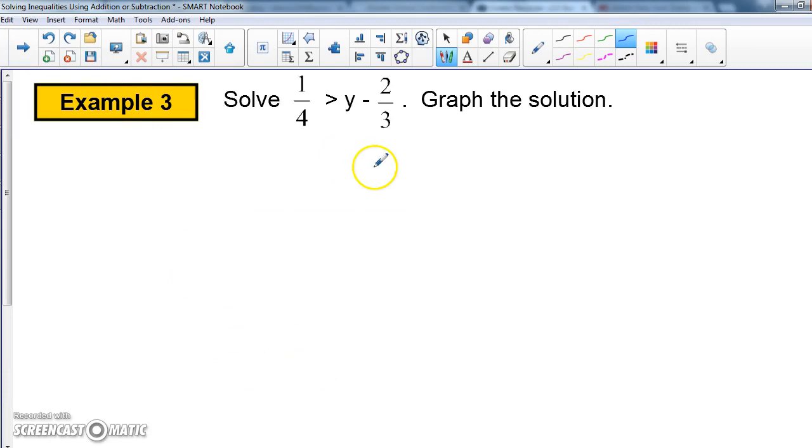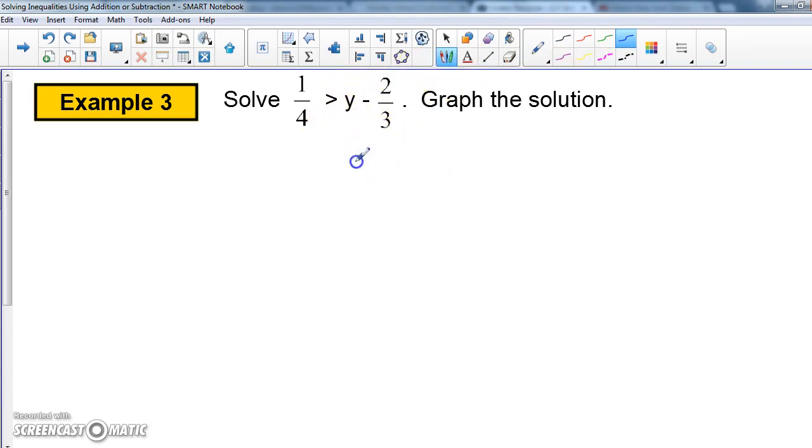This one says solve 1/4 is greater than y minus 2/3. Alright, so obviously the fractions are going to make you not want to do this, but keep in mind it's not terrible. It looks worse than it is, and you have a calculator. So let's go ahead and solve this. You'll notice the y is on the right side, and that's okay. That's no big deal. I'm still going to get the y by itself.